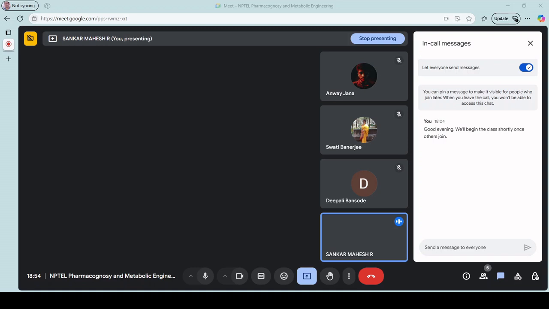The next question is: identify the non-morphinan alkaloid from the options given below. Option A, thebaine. Option B, salutaridinol. Option C, neopinone. Option D, sanguinarine. You can take a couple of minutes, think about this question, and then unmute.